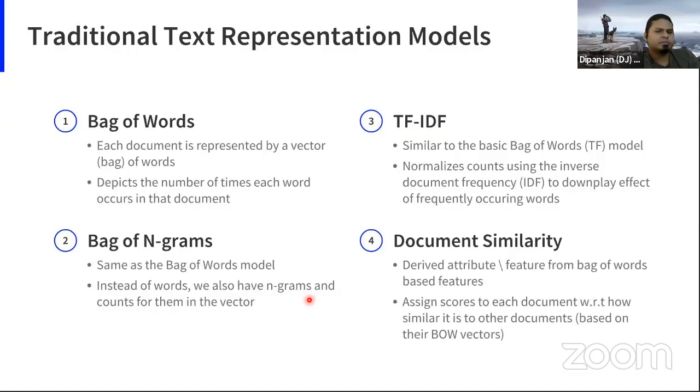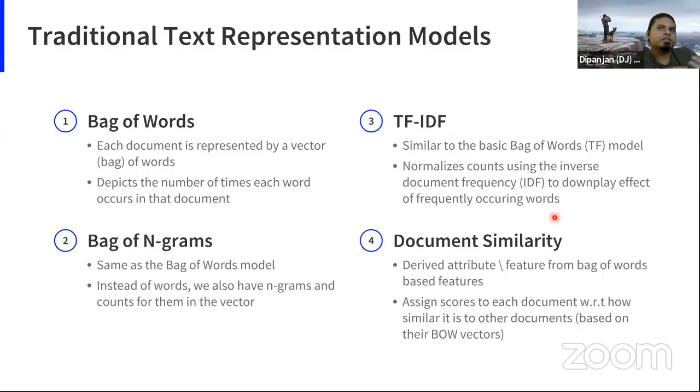A TF-IDF model is basically a normalized version of the basic bag of words model, which is also known as the term frequency model, where we find the number of times every word occurs in a specific document. Now imagine you scale that by the number of times every word occurs across all the documents. That is where we normalize the counts using the inverse document frequency, the IDF. Document frequency means the number of times every word occurs across all the documents, and if you take an inverse of that, it becomes the IDF. So we multiply the term frequency by the inverse document frequency to downplay the effect of frequently occurring words.